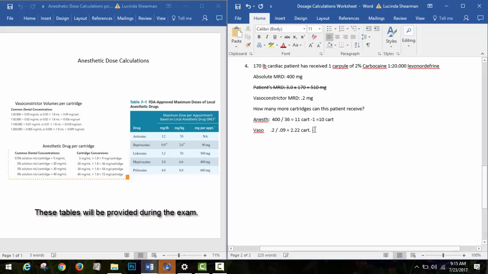This one equals 1.22 cartridges. So we can see here that the vasoconstrictor is the limiting factor and they can have one additional cartridge.